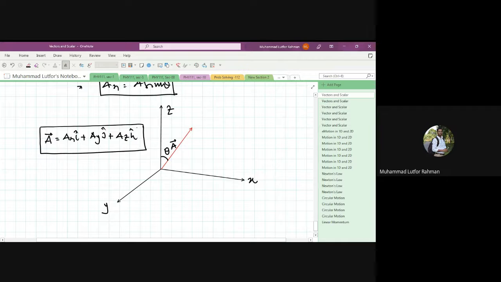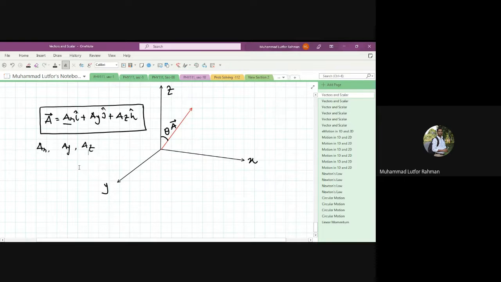You can find out. My intention is to find out what would be that ax over here, what would be the value of ay, and what would be that az value over here. I have to find out the components of this vector. Since it creates an angle with the z-axis, I can say it will create a projection onto the z-axis.